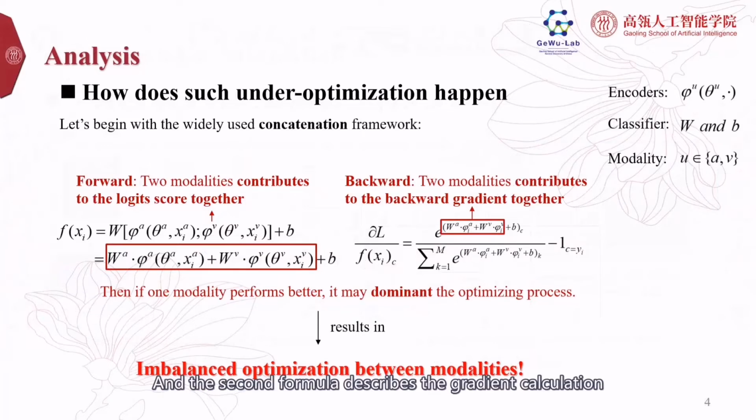And the second formula describes the gradient calculation in the backward process. Similarly, the gradient is also calculated according to the addition of two specific parts. Based on this, we can conclude that if one modality performs better, it may dominate the prediction results and the optimizing process, causing under-optimized representation of the weak modality. That is the imbalanced optimizing we talk about.